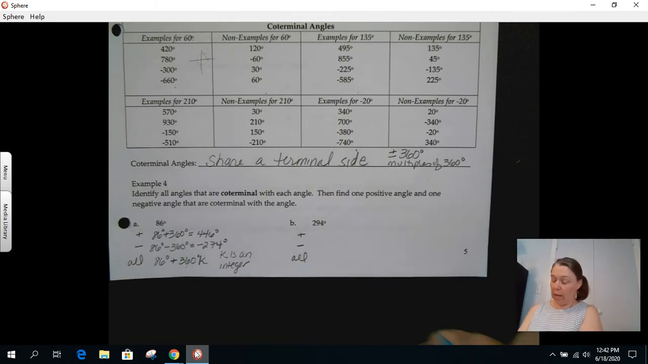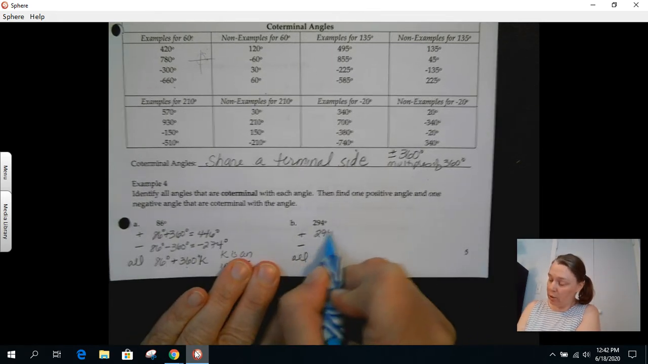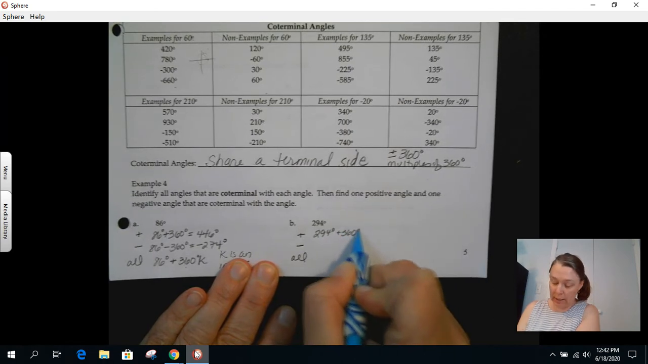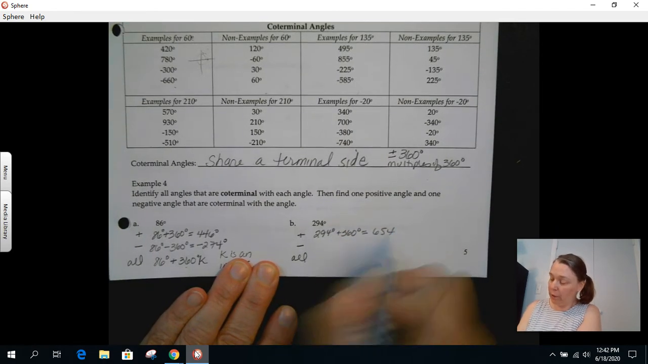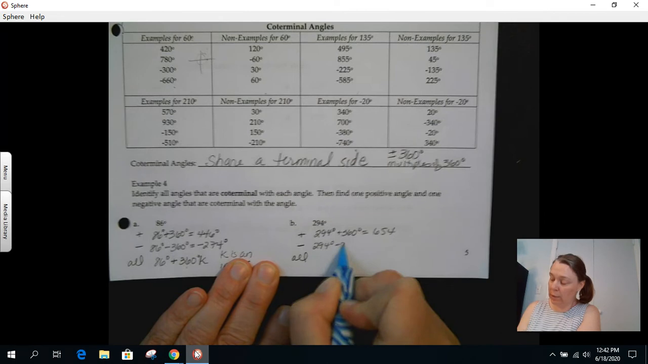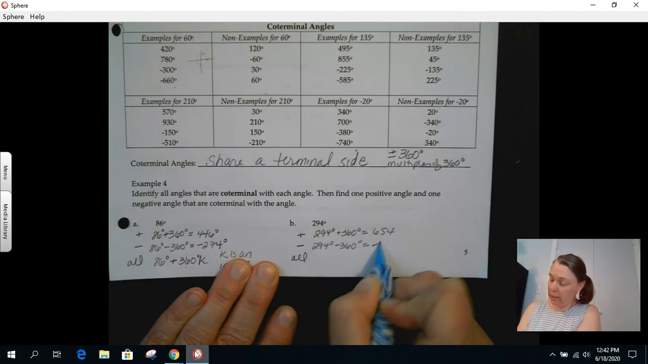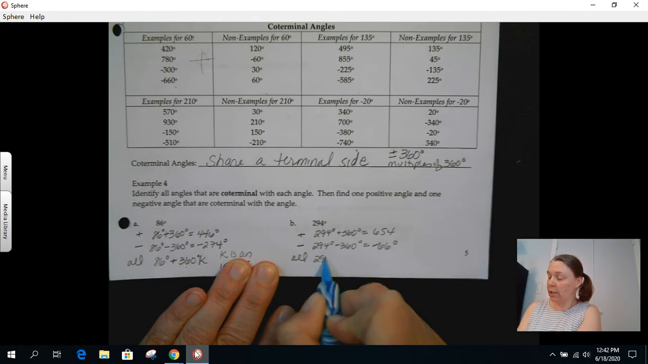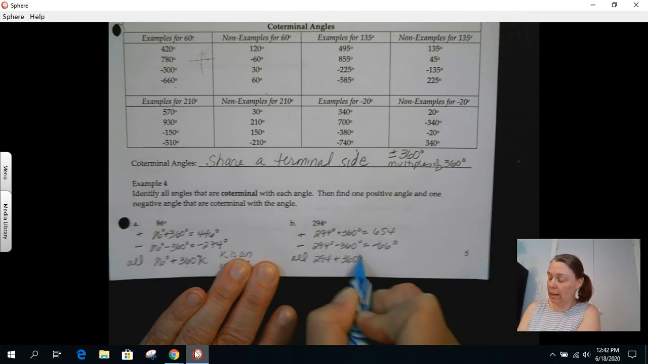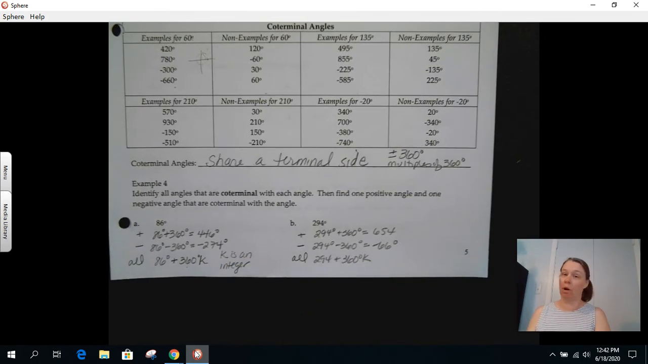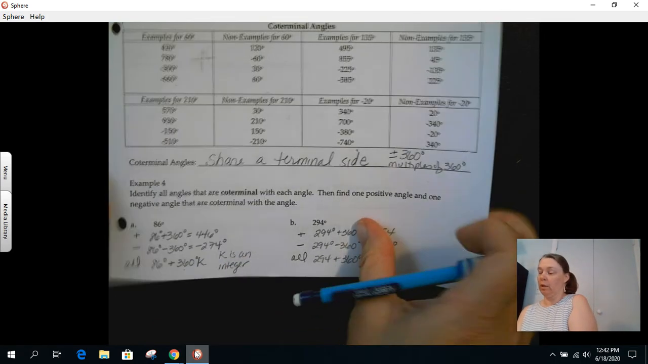Okay, so for the 294, same idea, right? I could take the 294, I could add the 360 and get 654. I could subtract the 360 and get negative 66. And then I could just add the 360K, and that gets me all of them. So it's always that same process.